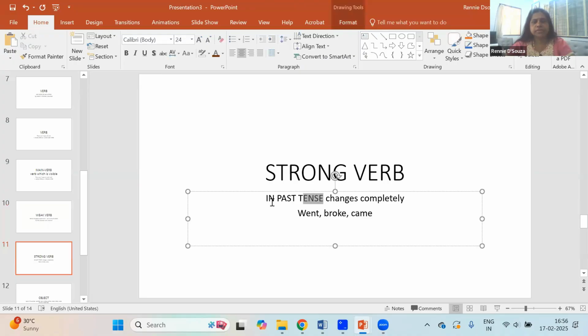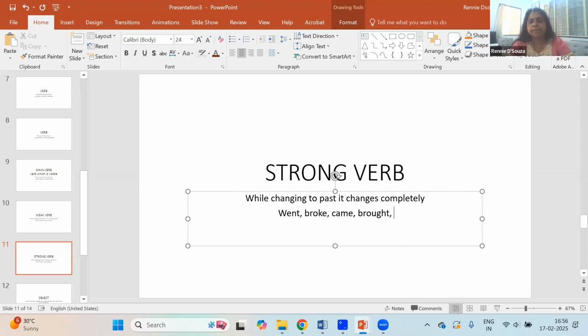Now what is a strong verb? In a strong verb what do we do? When we change the present tense verb to past tense, it changes completely. That means the present tense verb will not remain when it goes to past tense. There will not be a slight change. There will be a complete change. That's why it is called a strong verb.